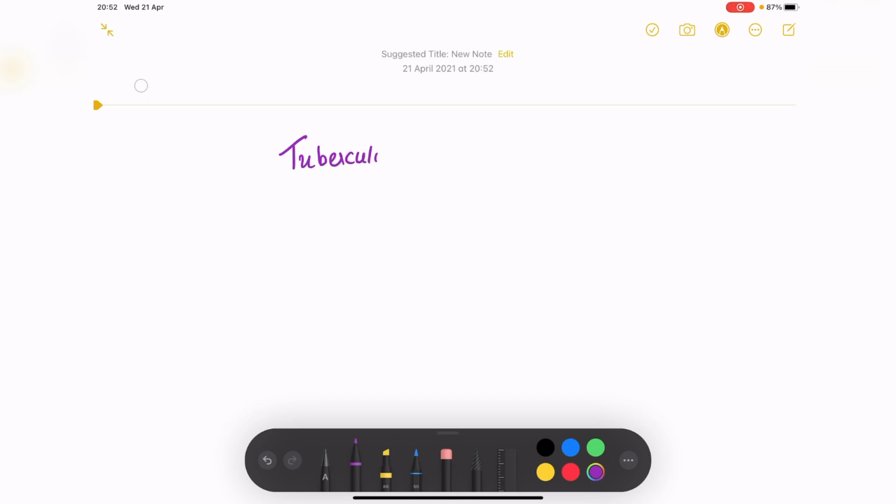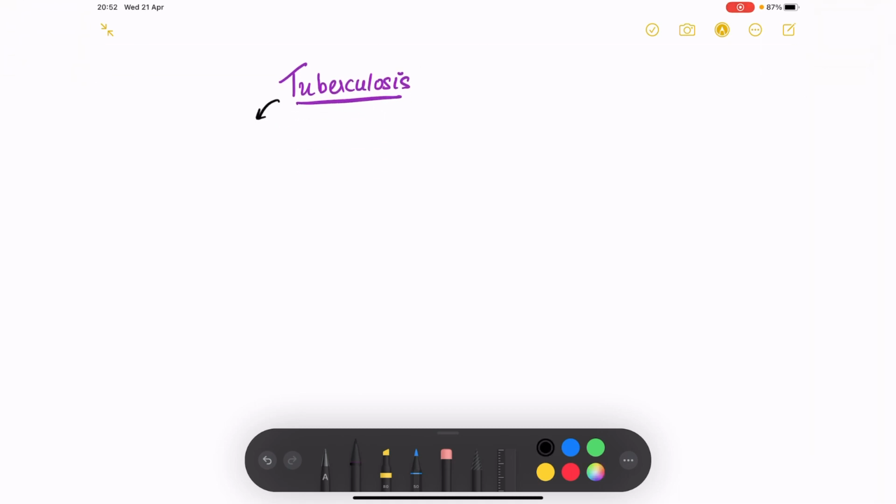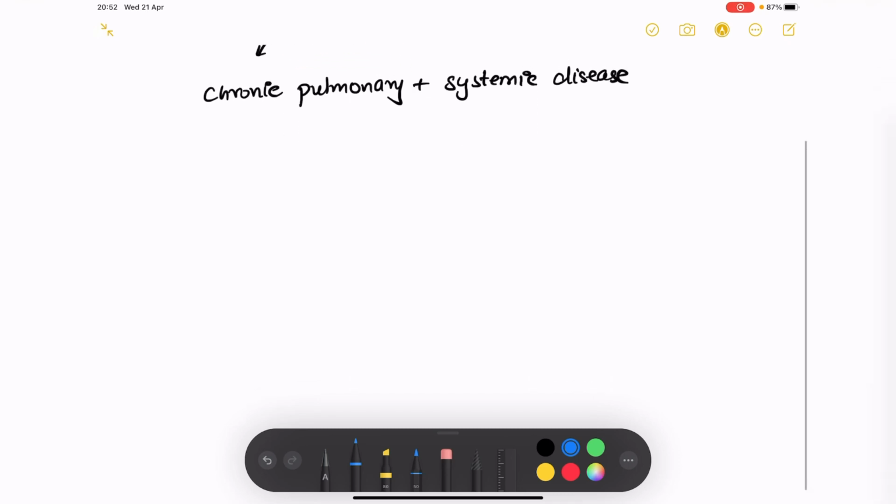Let's talk about tuberculosis and about its pathogenesis. Now, tuberculosis is a chronic pulmonary and systemic disease. Now, if you could remember, tuberculosis is caused by an organism called Mycobacterium tuberculosis.